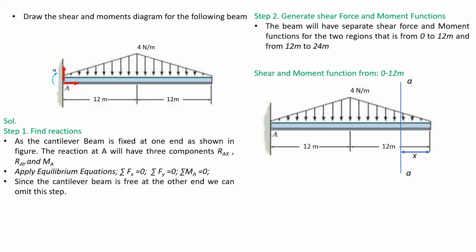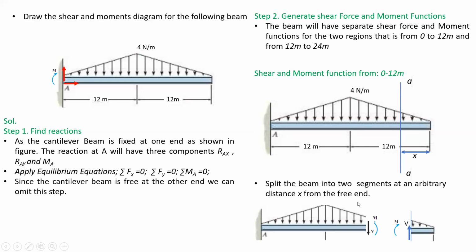So first of all, we will generate the shear and moment function for x is equal to 0 to 12 meter from the right section. So we will split the beam at an arbitrary distance x into two halves. And once the beam is split into two halves, we can see that as the beam overall is in equilibrium, both the halves should be independently in static equilibrium.